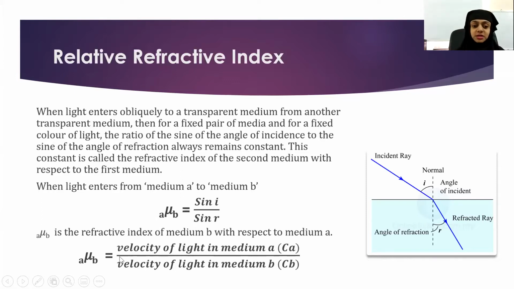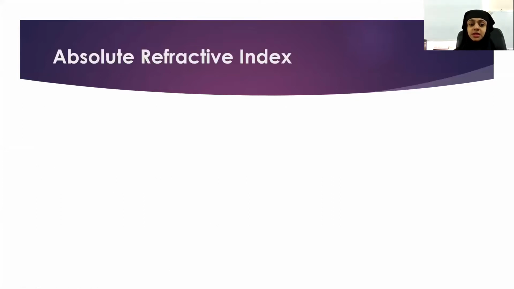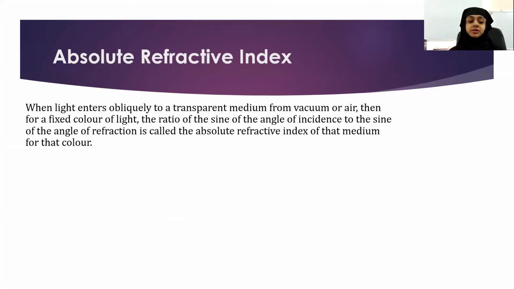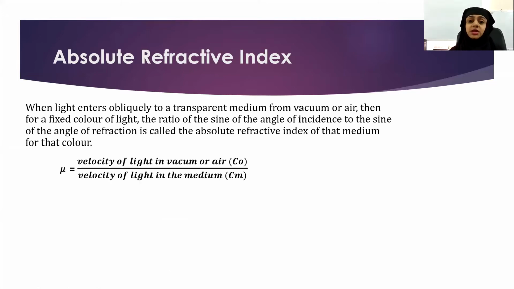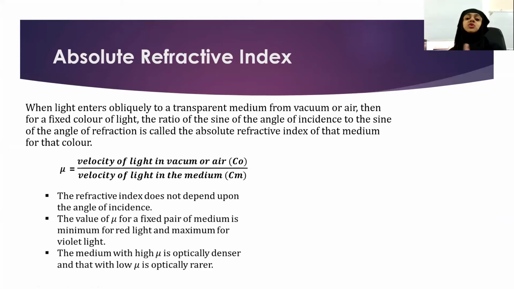And when you write in terms of velocity of light, you have to write the first medium in the numerator and second medium in the denominator. And also when you say sine of the angle in the first medium divided by sine of the angle in the second medium. So this is relative refractive index. And now when we discuss about the absolute refractive index of a medium. Now, absolute refractive index is also called just refractive index. Now, this occurs whenever light travels from air or vacuum to a medium.